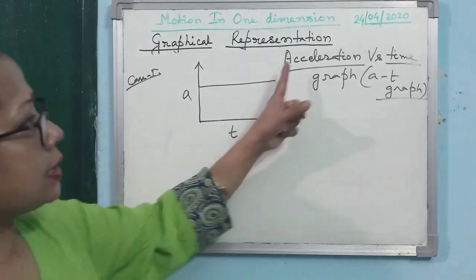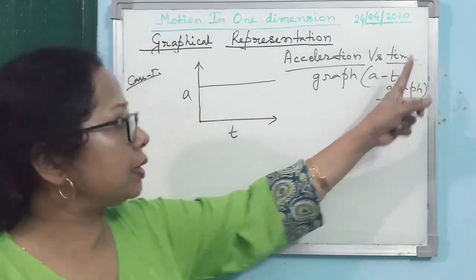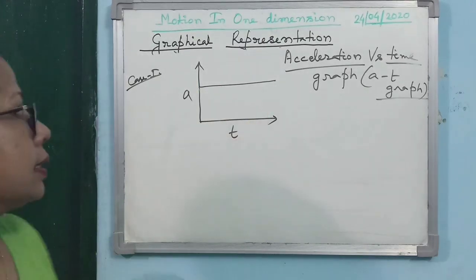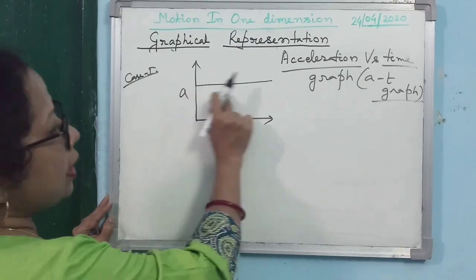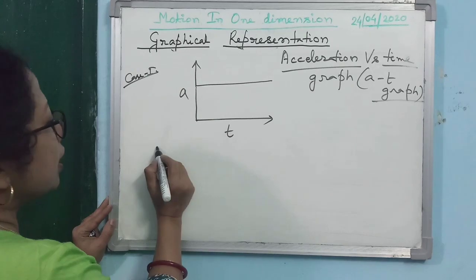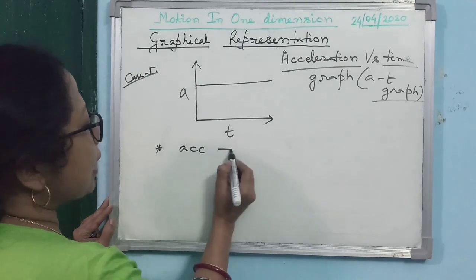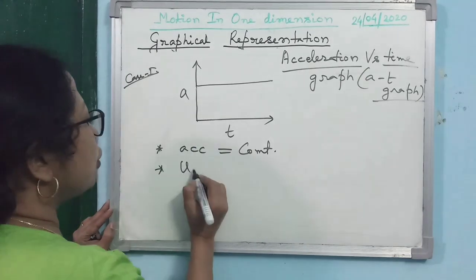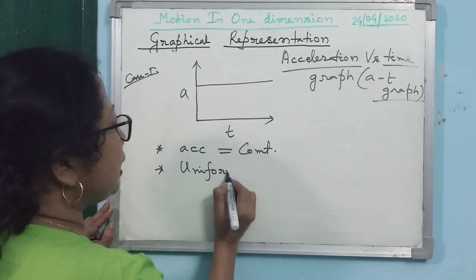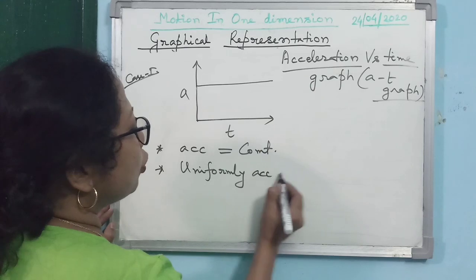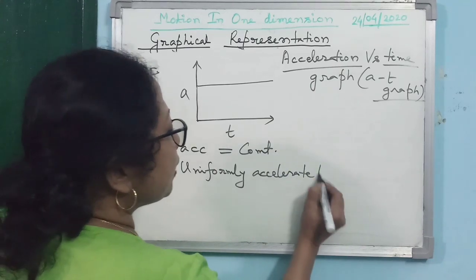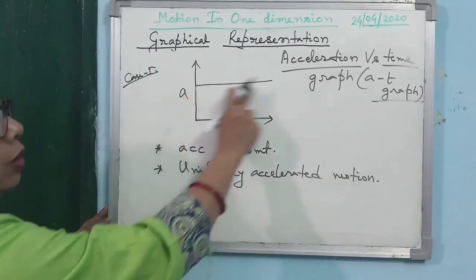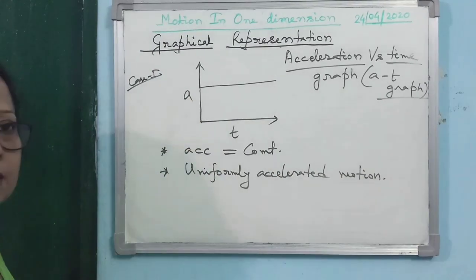Next type of graph is the acceleration versus time graph. It means time is plotted along the x-axis and acceleration along the y-axis. In the first case, if it is a line parallel to the time axis, what does it indicate? That acceleration is constant. What kind of motion is it? Uniformly accelerated motion. Is that clear? So for uniformly accelerated motion, the a-t graph will be a line parallel to the time axis.